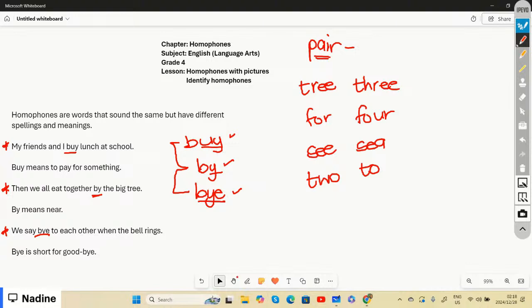Can we think of more homophones? The same with this word pair, right? What is a word that sounds the same as that word pair, but the spelling is different as well as the meaning of that word is different?